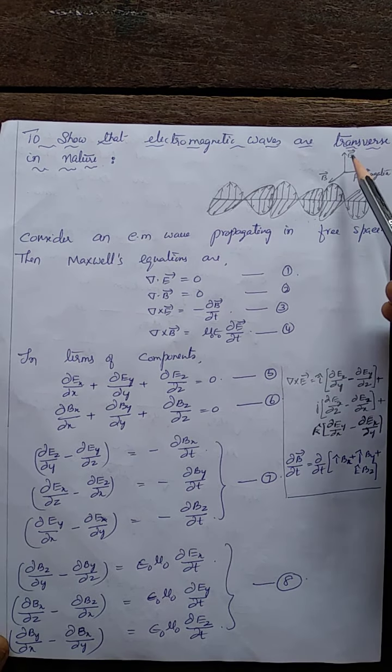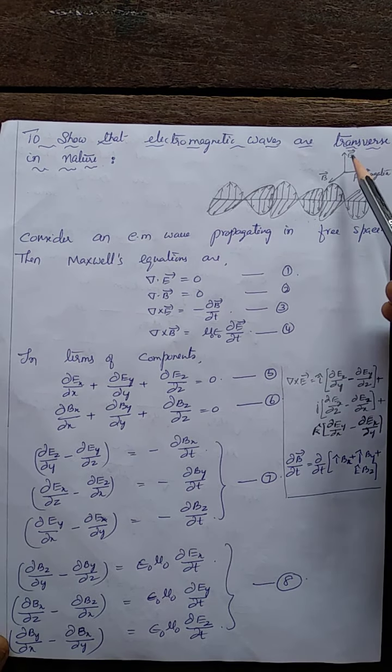Similarly, the fourth one, del cross B. In a similar manner, we get del cross B as i cap del Bz by del y minus del By by del z, and so on. In place of E, just put B. And on the right hand side, mu naught epsilon naught del by del t of i cap Ex plus j cap Ey plus k cap Ez. By equating the coefficients of i cap, j cap and k cap, we get this. This is about writing the four equations in terms of their components.